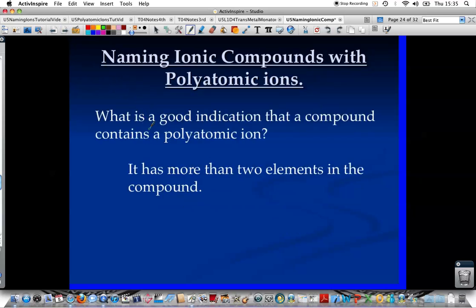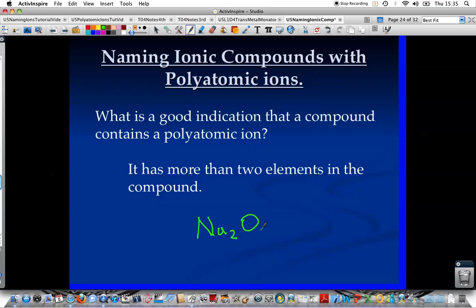Now, how do you know if you have a polyatomic ion in your compound? Well, if you have a compound and it has more than 2 elements in it, more than likely you have a polyatomic ion. Start looking on the chart to see if you can find it. The only time you're going to have only 2 elements and still have a polyatomic ion is when you have a peroxide.